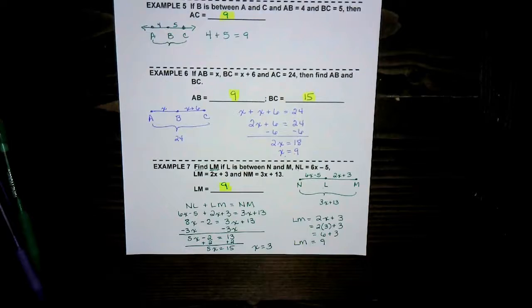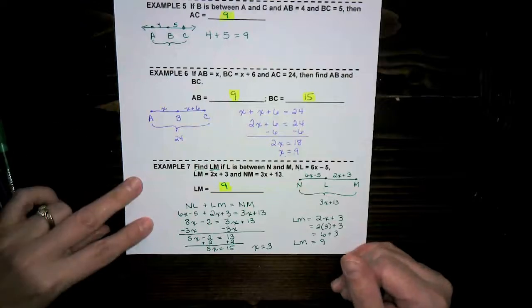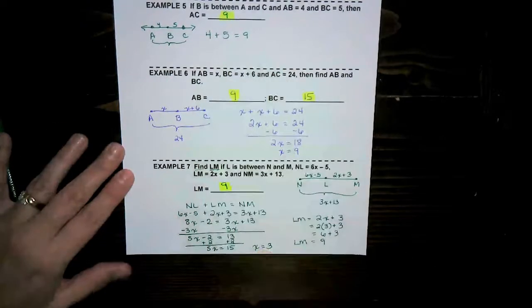Okay, so that's how we use our segment addition postulate to help us find one of the missing sides. I hope this lesson was super helpful with our distance, whether on a number line or on a coordinate plane. Also with the segment addition postulate.